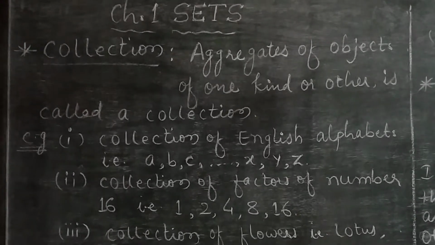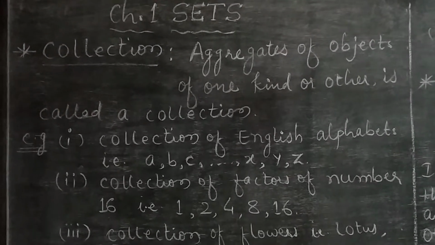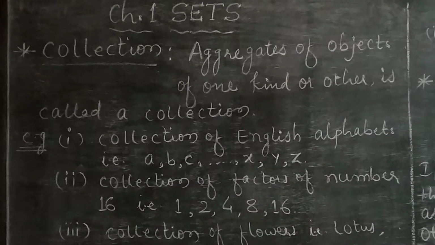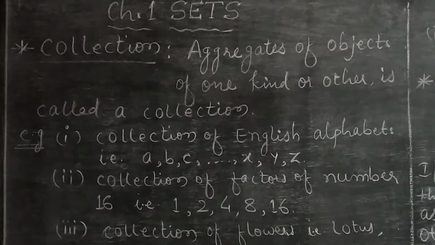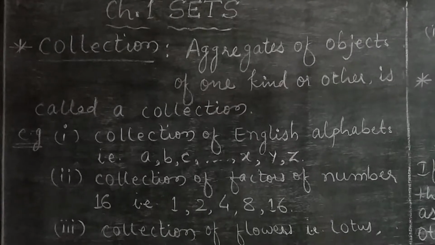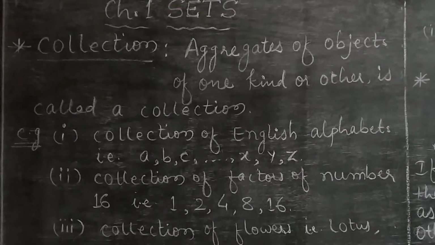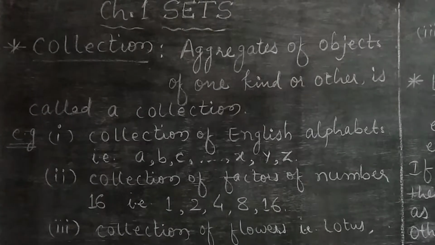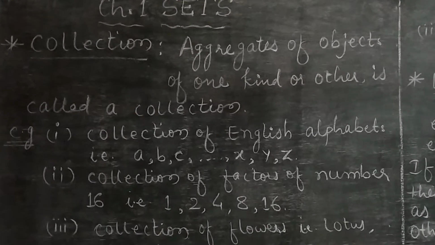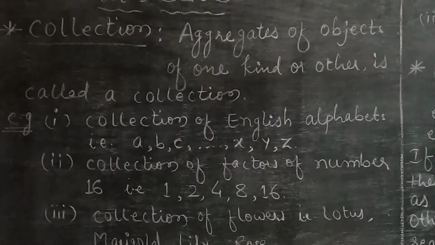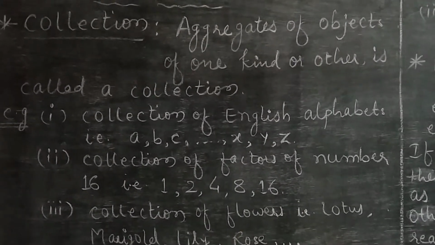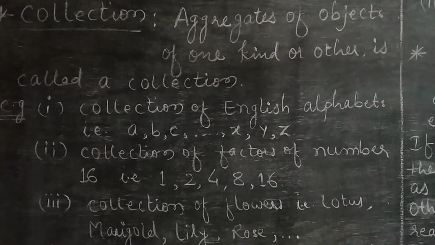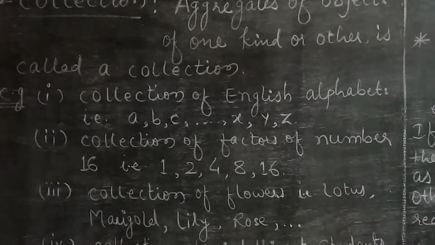So what is a set? In order to define the set, first we will take the collection. When we put or write similar kind of objects or different kind of objects together, then it is called a collection. It means aggregates of objects of one kind or other kind is called a collection. For example, if we write all the English alphabets together, it will be a collection of alphabets, that is A, B, C up to Z.